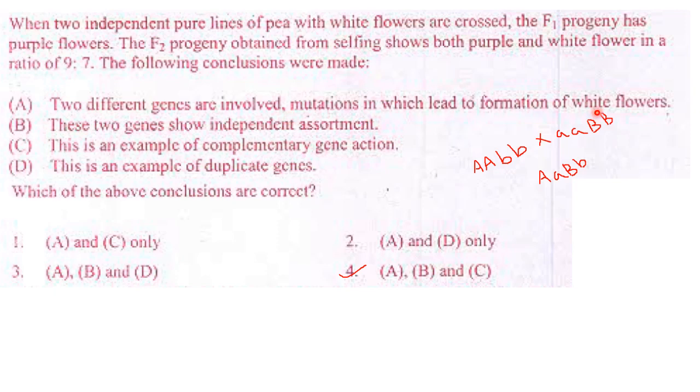Mutation in which leads to formation of white flowers. So if B is mutated or if A is mutated, it leads to the formation of white flowers. So first option A is correct. These two genes show independent assortment. That's also correct. This is an example of complementary gene action, that I already told you. This is an example of duplicate genes? No, it is a complementary gene action. So the answer here is A, B and C are correct.